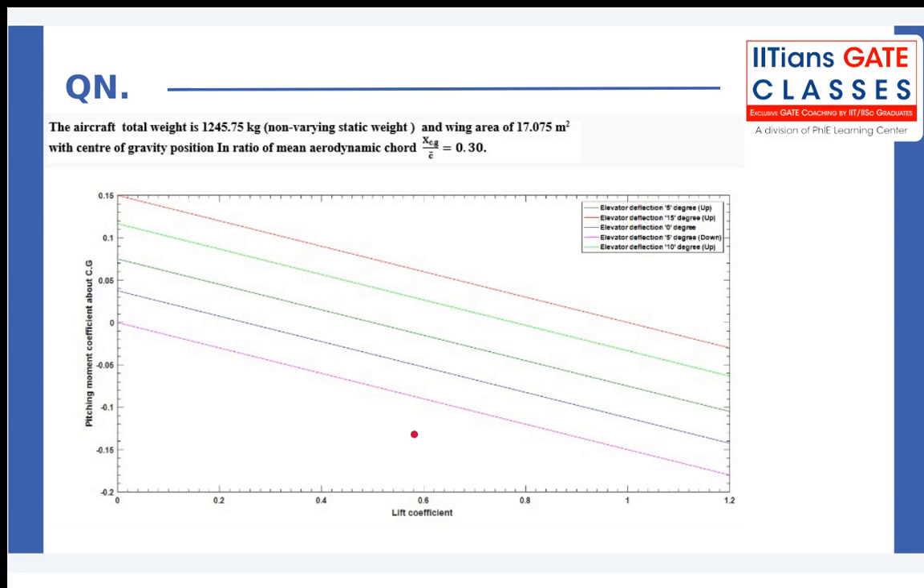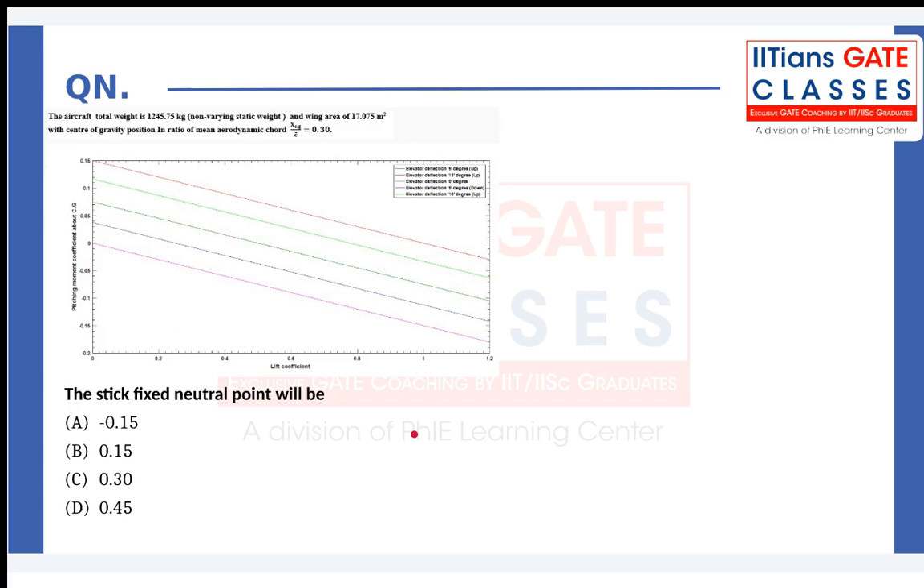Now let's look at the questions. The first question we had done last class, so you should be able to do it quickly. It is to find out the stick fixed neutral point. Take about 2 minutes and then we'll discuss this again. We did this in the last session. Just try doing it.